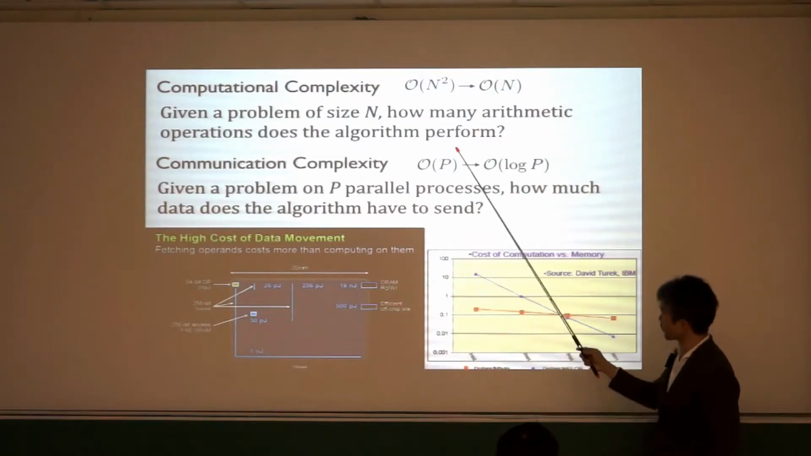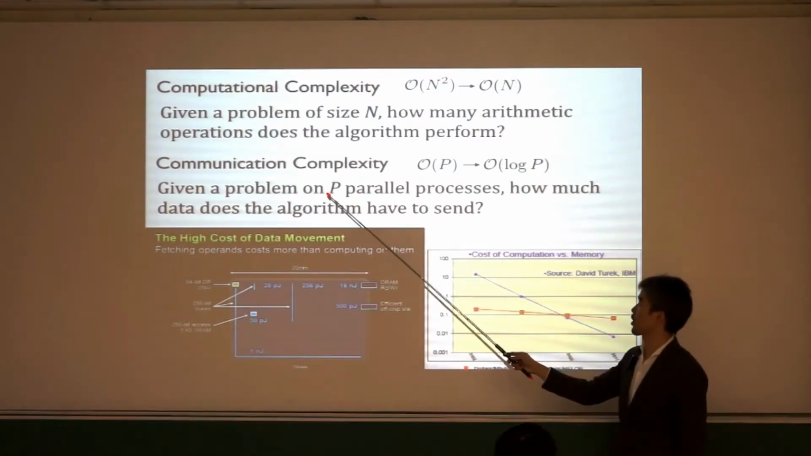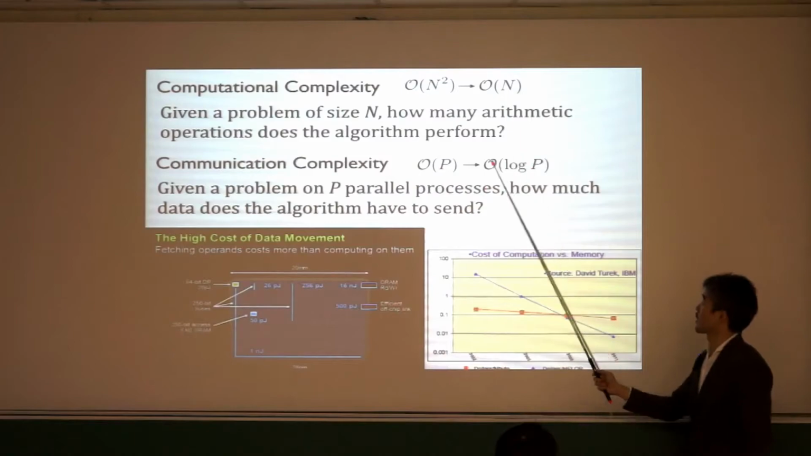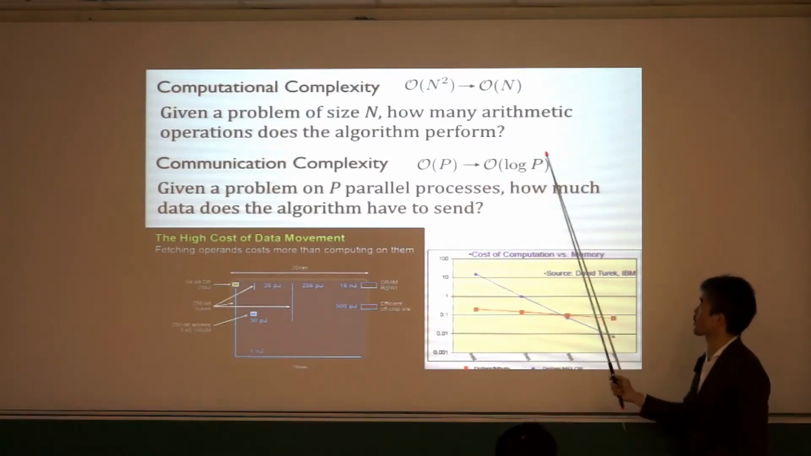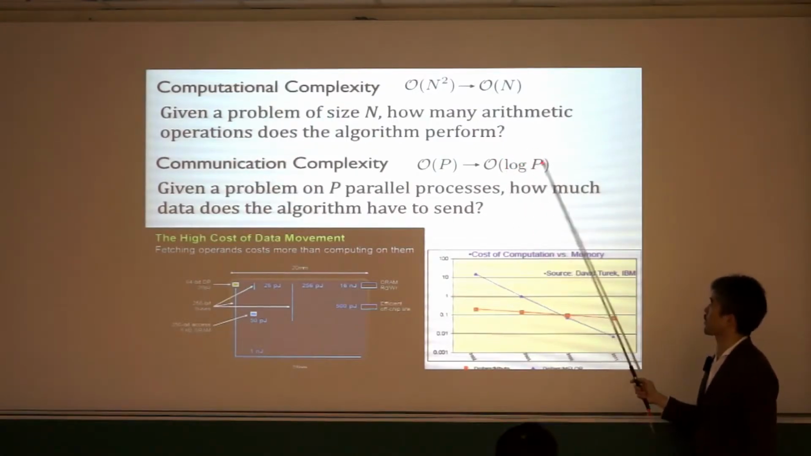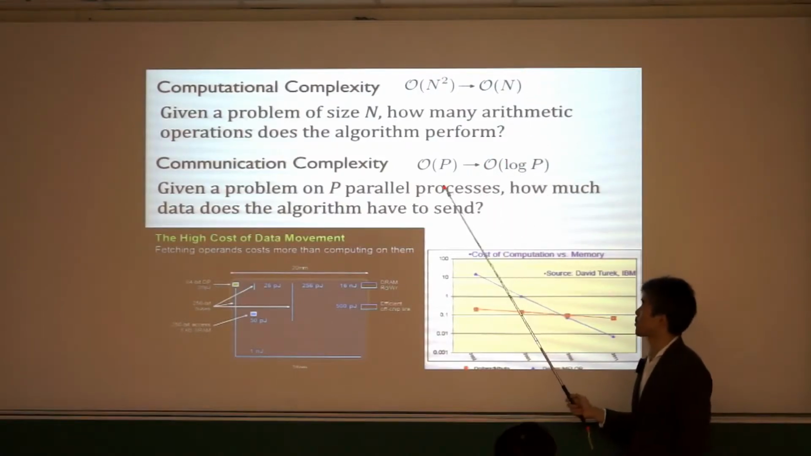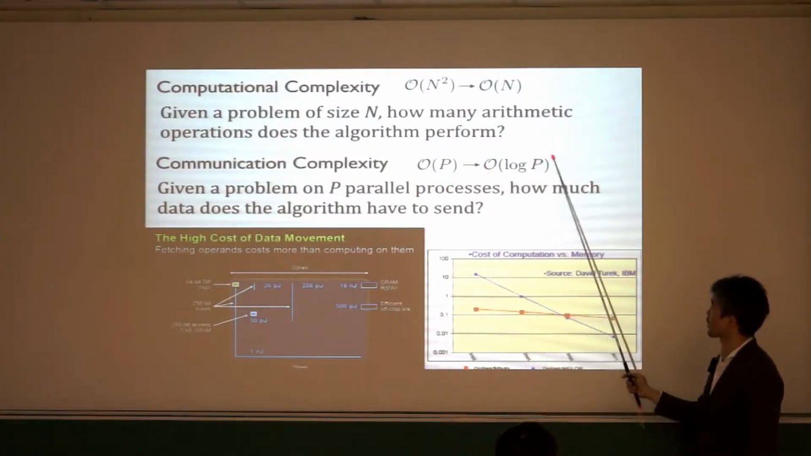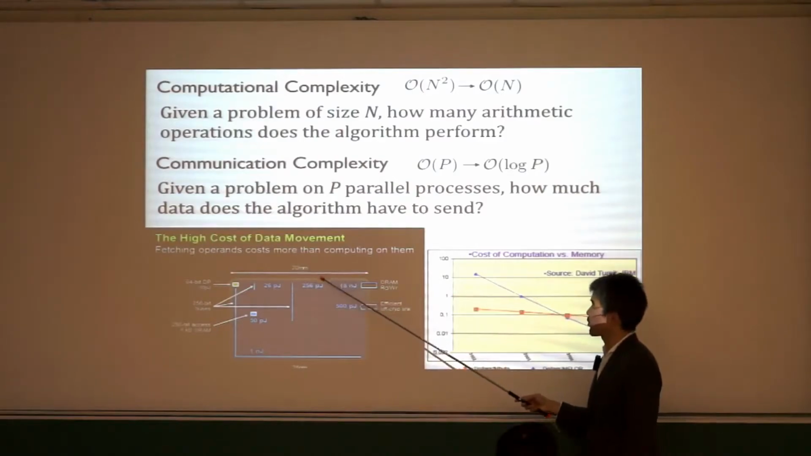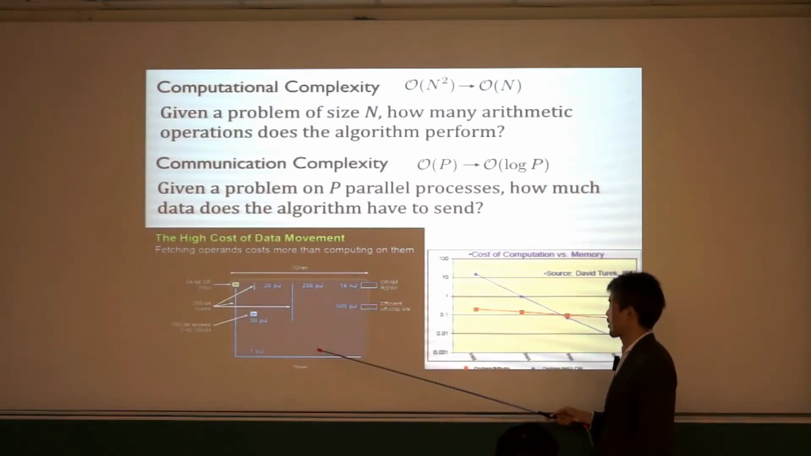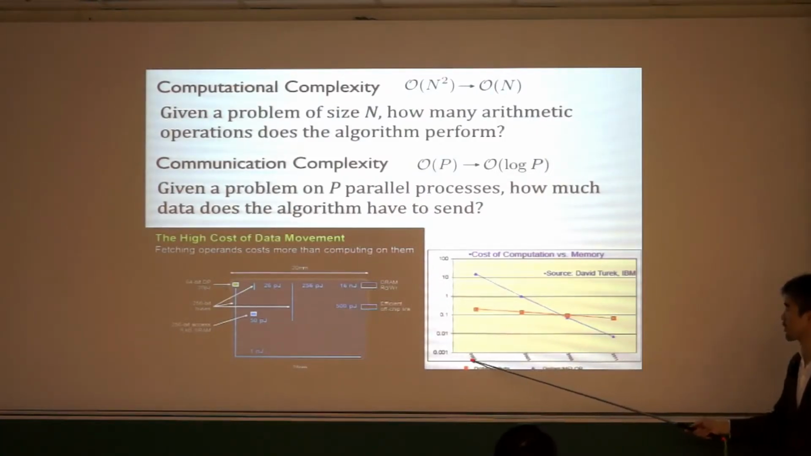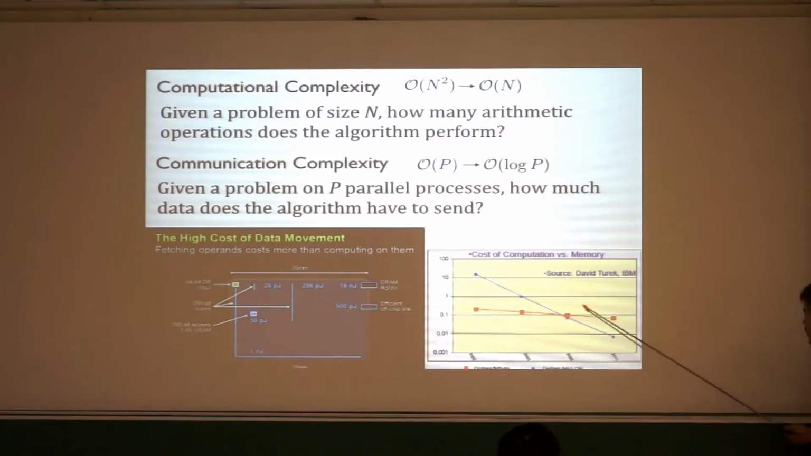And so if you had P parallel processes, how much data does the algorithm have to send? And for the FMM, it's of the order log P. So it depends on the process, but in total, the per process amount of communication that you're doing is of order log P. And then if you think of the cost of data movement, it's becoming more and more expensive. So this is in time, in 2002, 2005, 2008, and 2011.